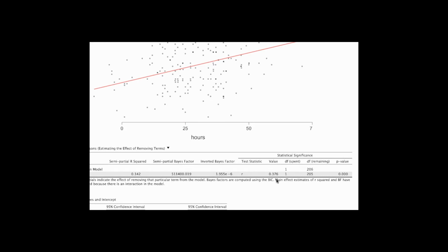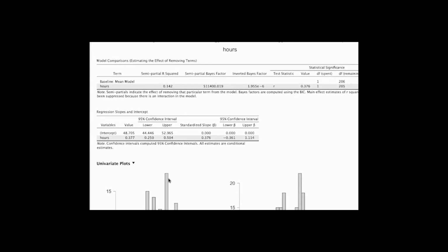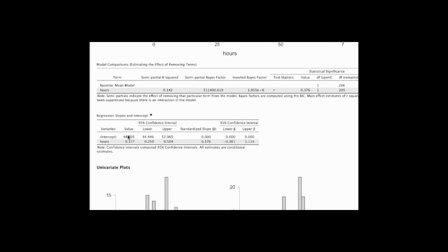So it's 0.376. And if I remember my benchmarks correctly, 0.1 is considered small, 0.3 is considered medium, and 0.5 is considered large. So that's around a medium effect size. And then we get down to regression slopes and intercepts. And just like algebra, you had slopes and you had intercepts. Likewise, you do in statistics.